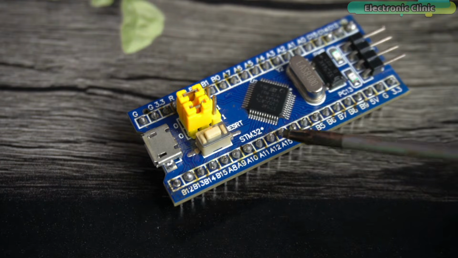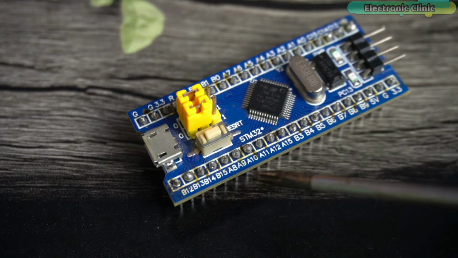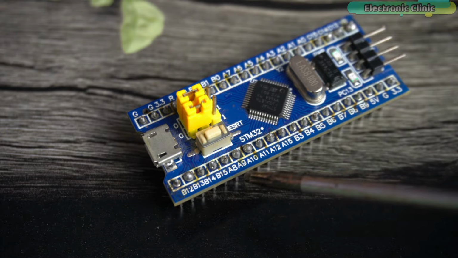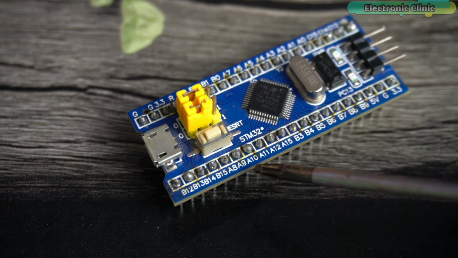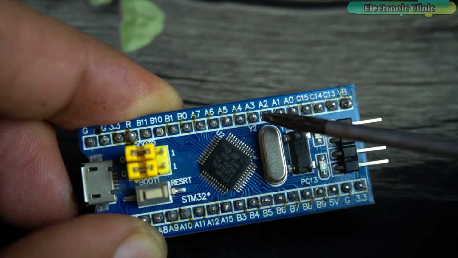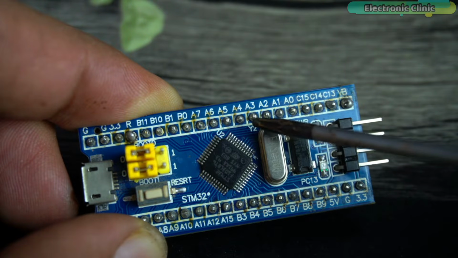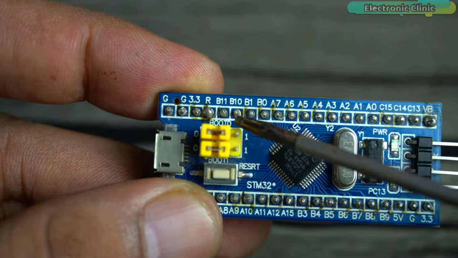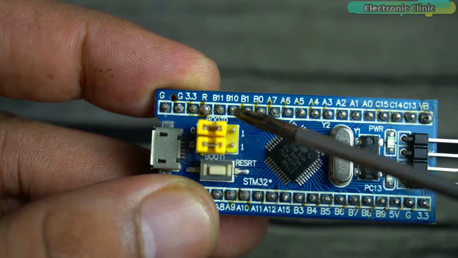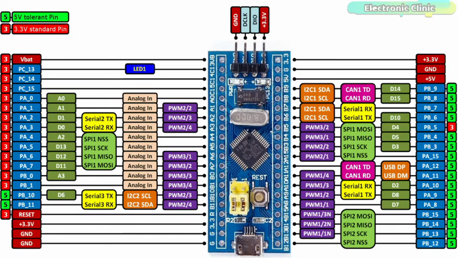It has three serial ports. The USART1 is available on pins A9 and A10. A9 is the TX and A10 is the RX. USART2 is available on pins A2 and A3. A2 is the TX and A3 is the RX. USART3 is available on pins B10 and B11. B10 is the TX and B11 is the RX. And it also has pins for the SPI, PWM, and CAN. All these pins are clearly labeled.